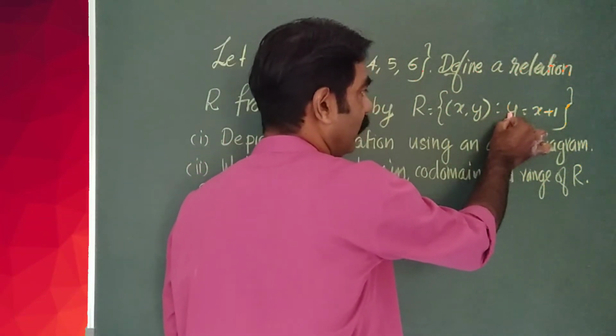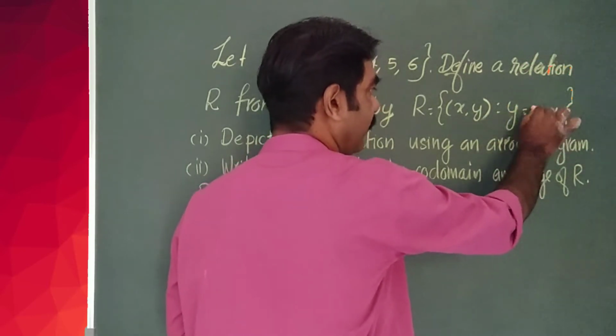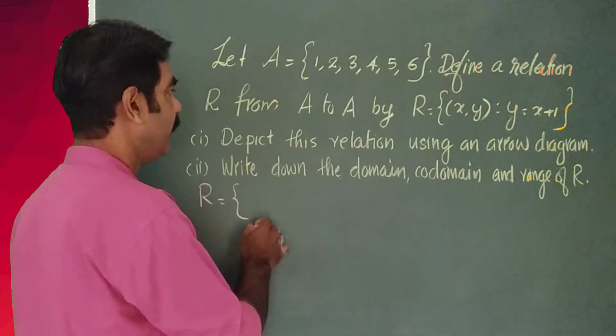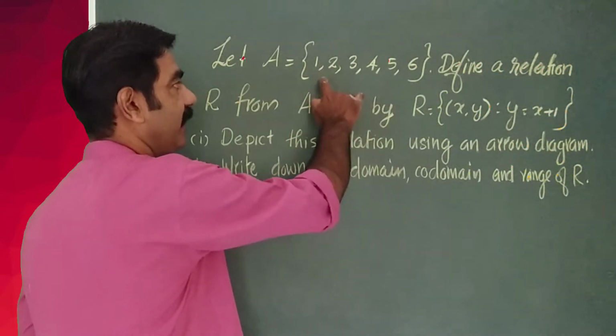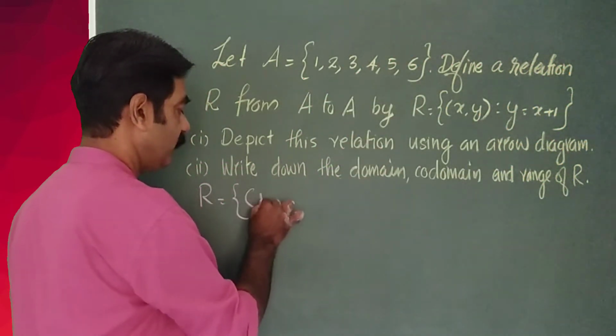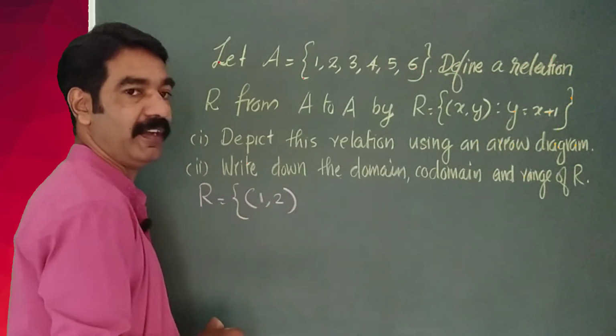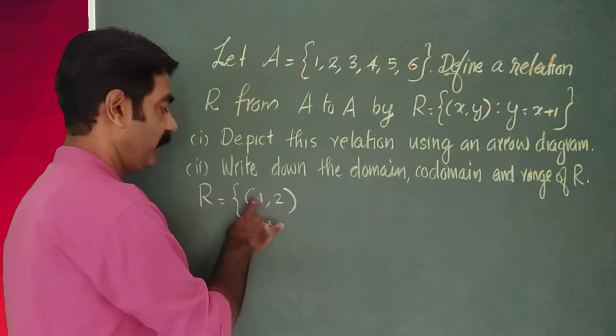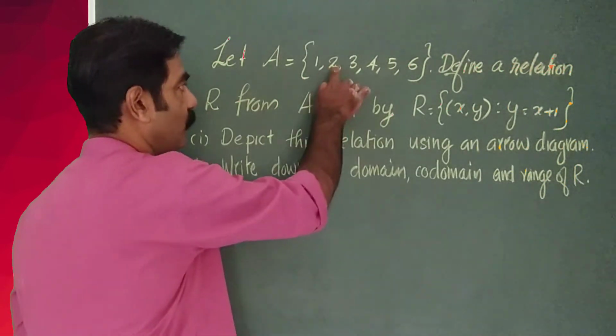Second element is equal to 1 more than the first element. So a relation from A to A, right? From A to A. So the first element is what? 1, 2. Why 1, 2? Here 2 is 1 more than 1. So what is 1 plus 1? 2, right? So 1, 2.